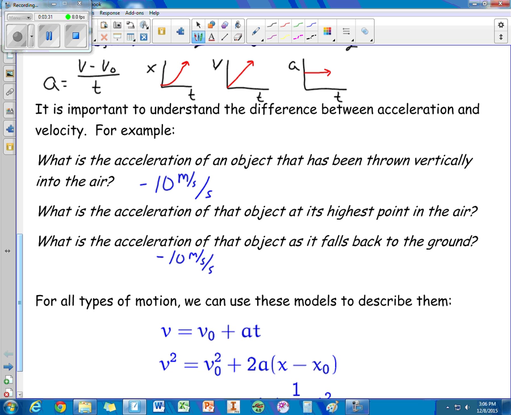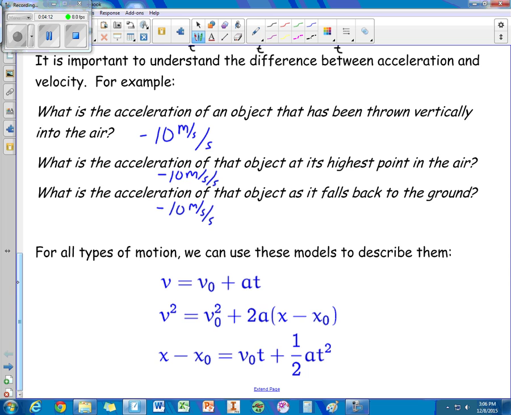All right, now for this one. What is the acceleration of the object at its highest point? Well, it has to stop. And that makes people think that since the velocity is 0, the acceleration would be 0. But that's not true. If the acceleration were 0, that means the velocity would not change. And if the velocity doesn't change, that means the object would just hover. So believe it or not, the acceleration at its highest point will be negative 10 meters per second squared once again.